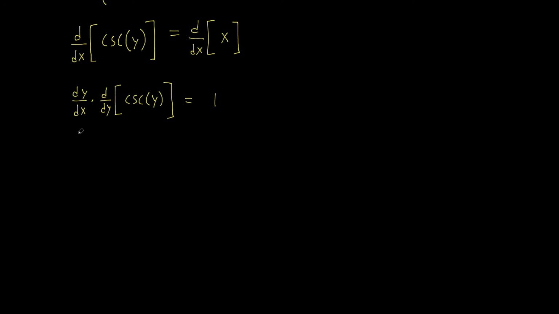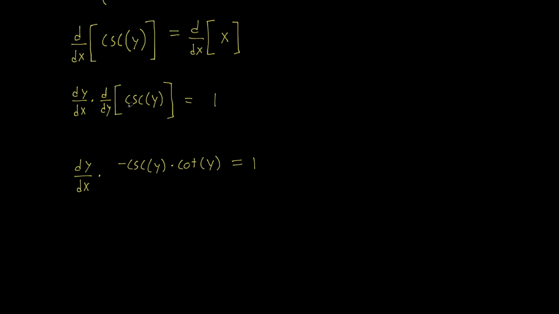And then we can go ahead and take that derivative. So dy dx times the derivative of cosecant y with respect to y is going to be negative cosecant y times cotangent y. It's all still going to be equal to 1.